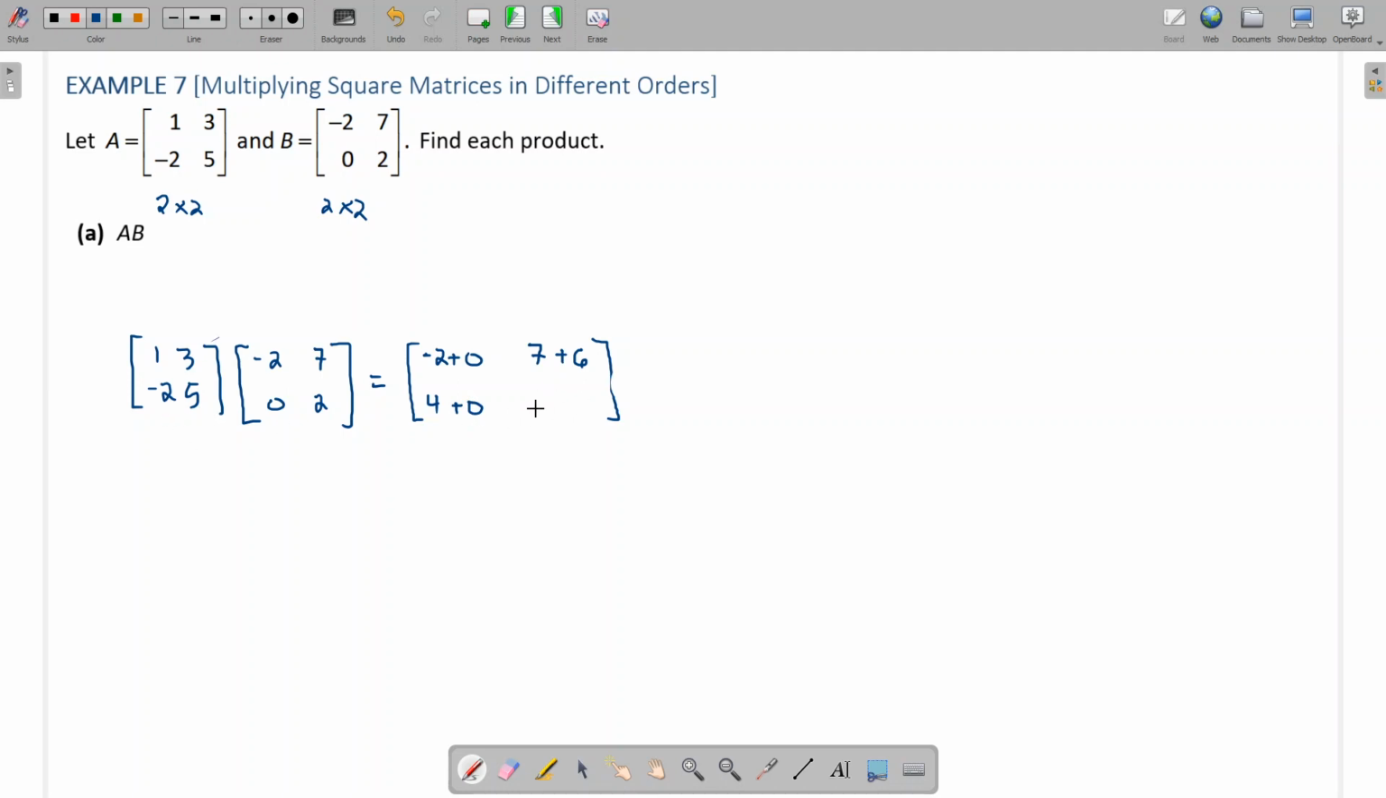Okay, let's get the last element in the matrix. So we need to take this row and multiply it by this column. So that's going to be -14 plus 10. 5 times the 2 gives us the 10. All right, now we can go ahead and finish it. So we have -2, 13, 4, and -4. So this is our product AB.